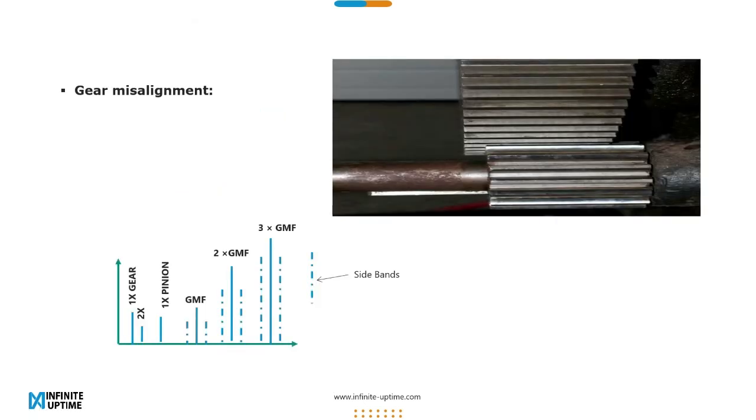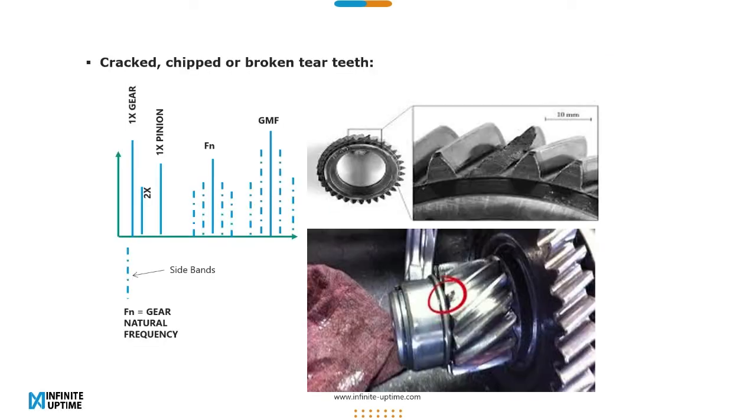Now the gear misalignment is quite prominently visible here. It may have a 2x GMF, and 3x GMF is also a possibility. Now cracked, chipped or broken teeth. In such cases, the teeth are ideally broken, as can be very clearly seen in the pictures here. The natural frequency is quite excited and has sidebands around it. The 1x of the gear shoots up.